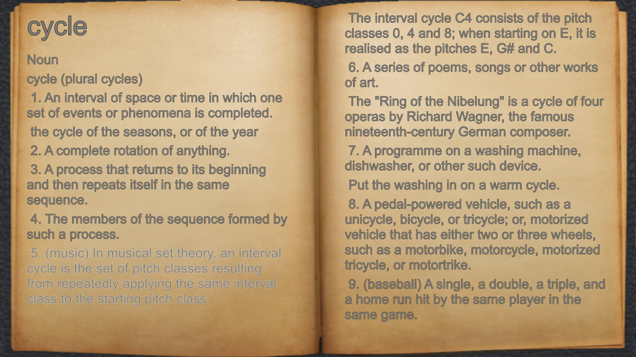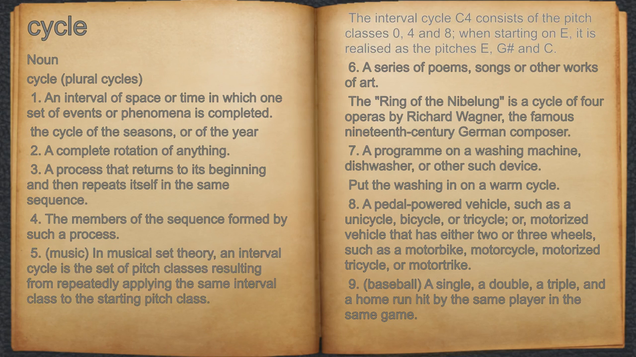5. Music. In musical set theory, an interval cycle is the set of pitch classes resulting from repeatedly applying the same interval class to the starting pitch class. For example, the interval cycle C4 consists of the pitch classes 0, 4 and 8. When starting on E, it is realized as the pitches E, G sharp and C.